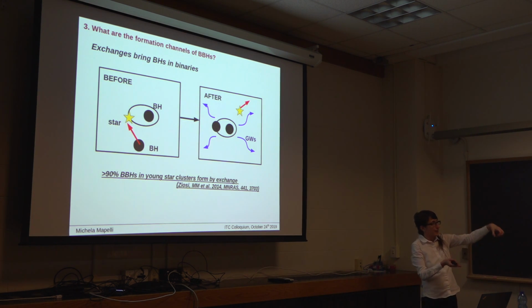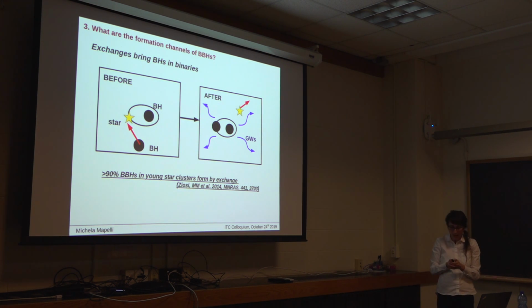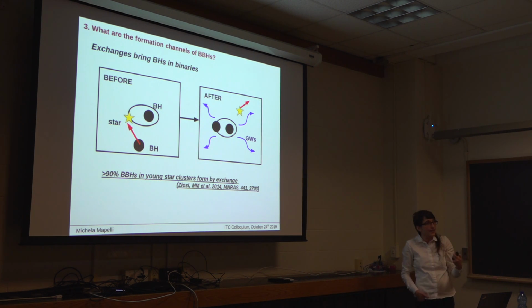Take a binary and put it in the center of a dense star cluster. Then the binary will undergo interactions with other stars and black holes in the star cluster. And for example, one black hole can replace and kick off the light star.